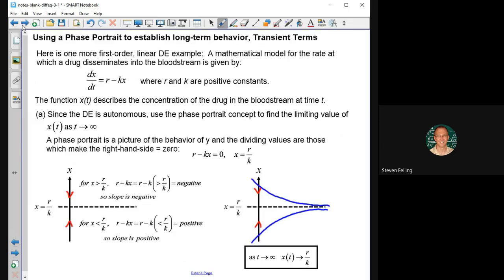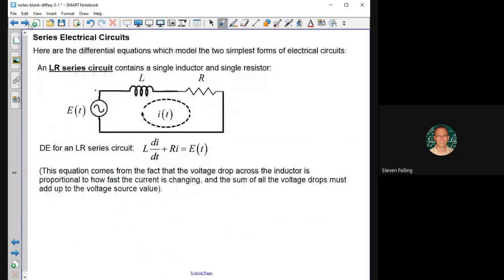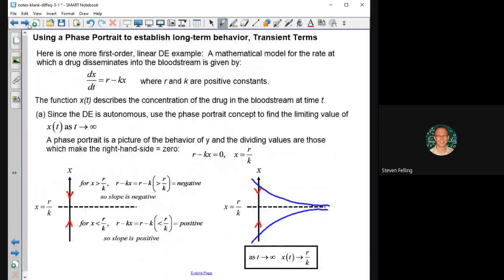All right, so that's kind of the main things we can do with first order linear equations, which are fairly limited. There are other things too, but those are the general ones. Another thing that might come up in your homework is how you can use a phase portrait to establish long-term and transient behavior. We've talked about this before at the beginning of our studies of chapter 2.